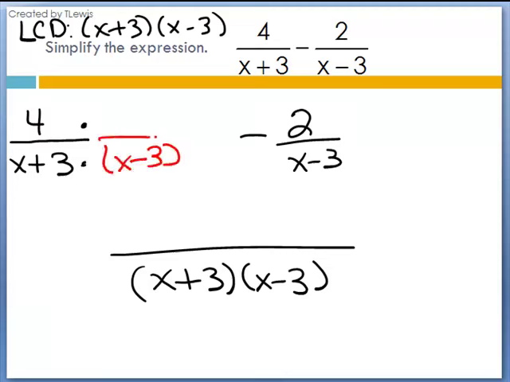Well, in the denominator, you have x plus 3, but what's missing is x minus 3. So we're going to times the first fraction by x minus 3. Okay?